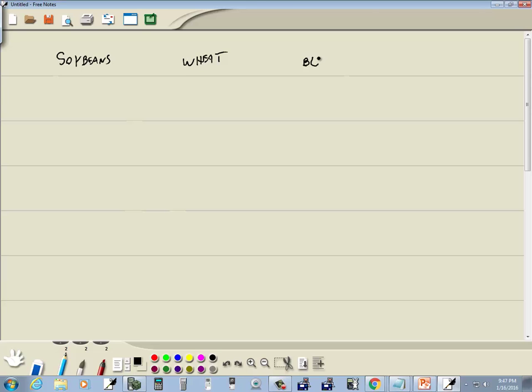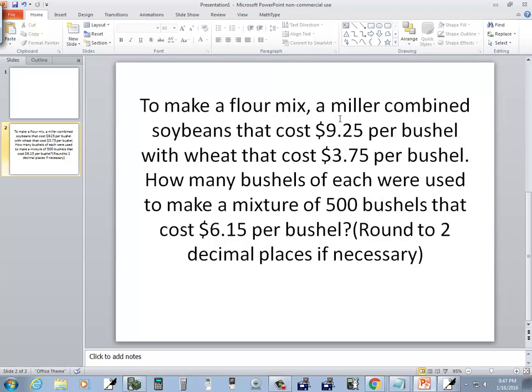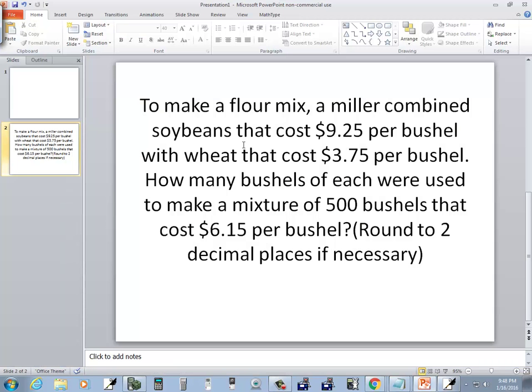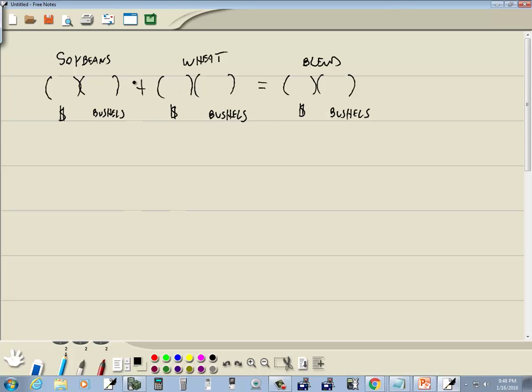And then that's going to give us our blend. Now our two quantities look like they're giving us dollars and bushels. So we have our dollars and our bushels, and over here we're going to have our dollars and our bushels again.